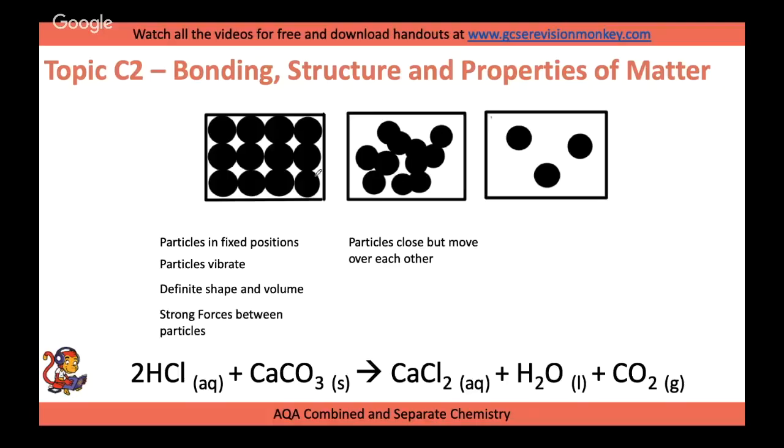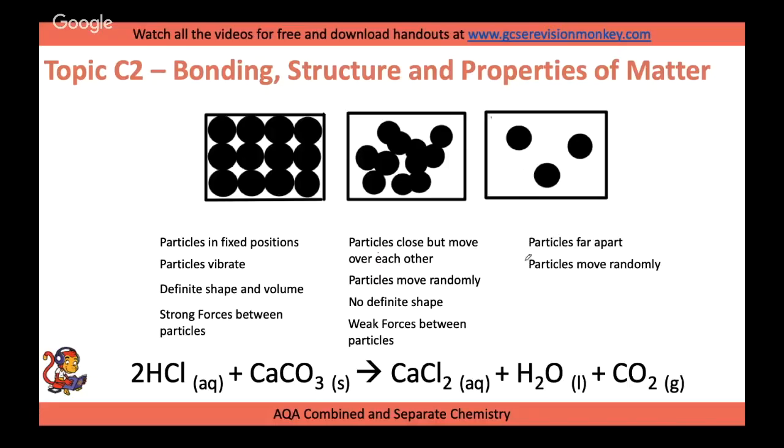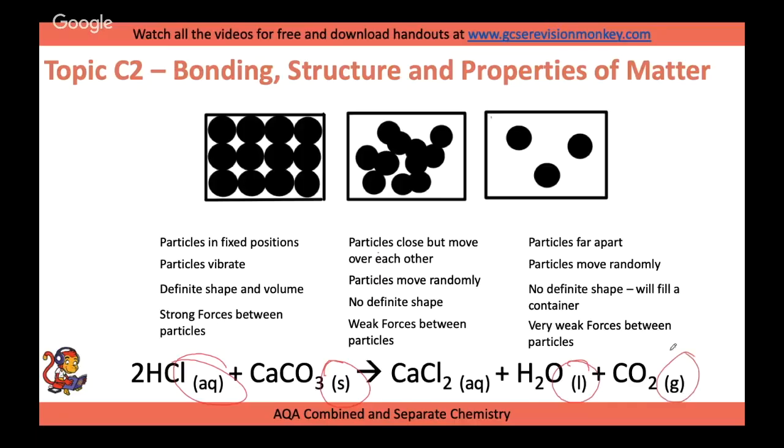In a liquid, as you add more energy, they're still close together, but they can move over each other. And there's weaker forces until you get to a gas when the particles are very far apart and they're moving randomly in all directions. Now, these come with the state symbols. This means aqueous, this means solid, this means liquid, and this one means gas.